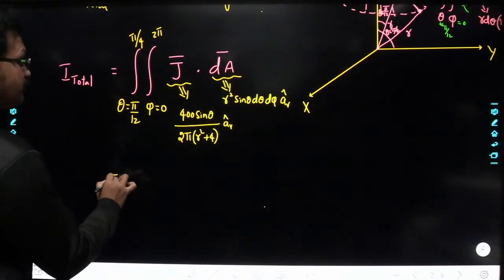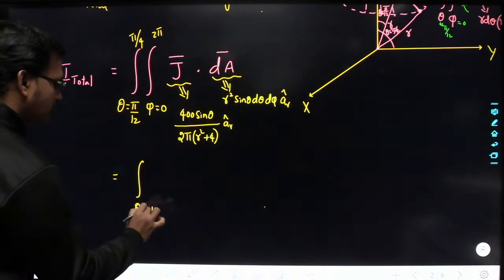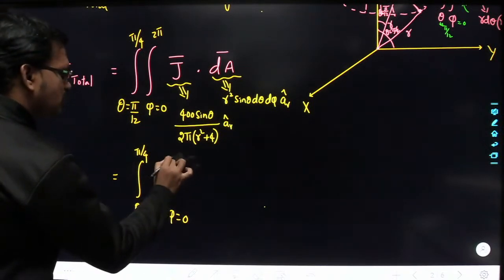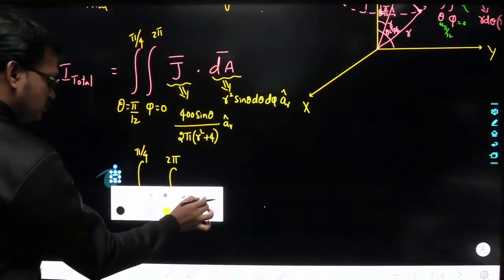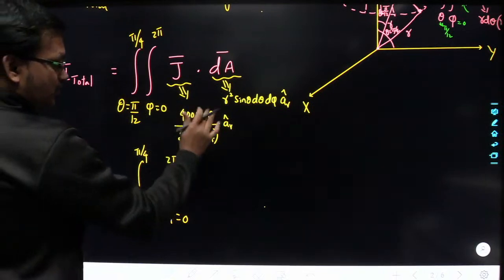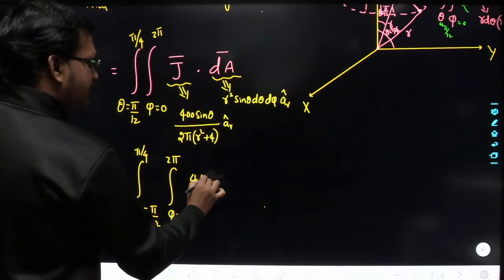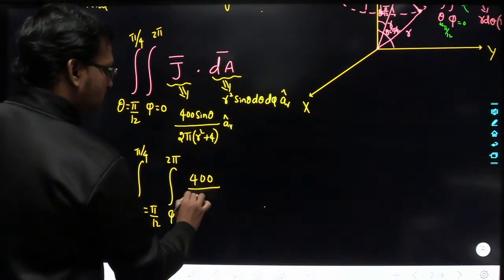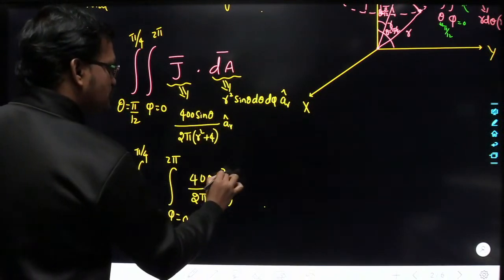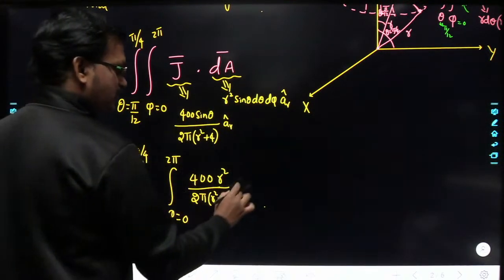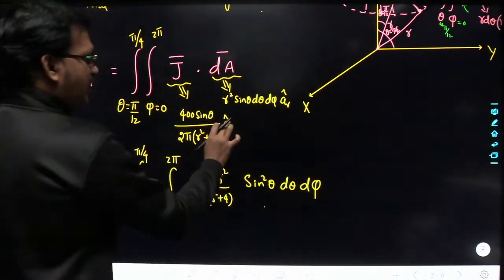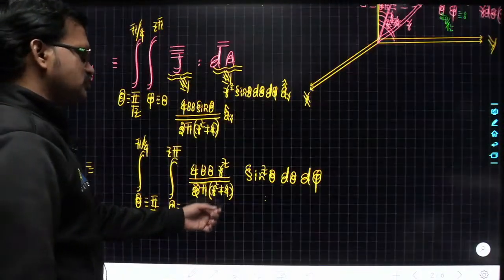So what are you going to get if you do this? Theta equal to pi by 12 to pi by 4, and phi varying from 0 to 2 pi. If you do the dot product between these two, you are going to get 400 by 2 pi into R square plus 4, and here you have R square. Next, here sin theta, here sin theta. So that is sin square theta d phi, and a-r cap dot a-r cap will become 1. So this is what you are going to get.